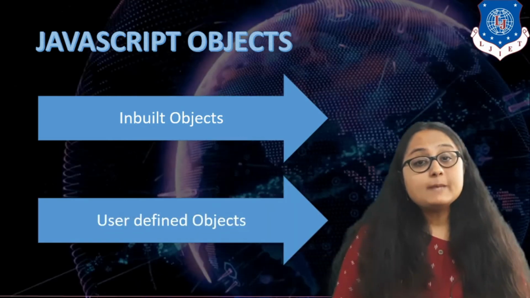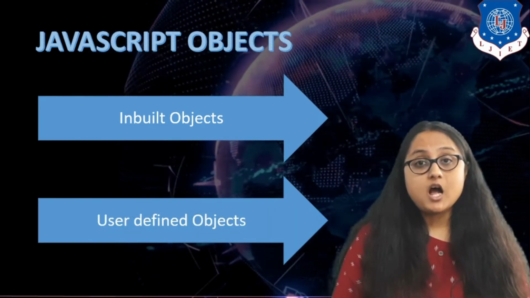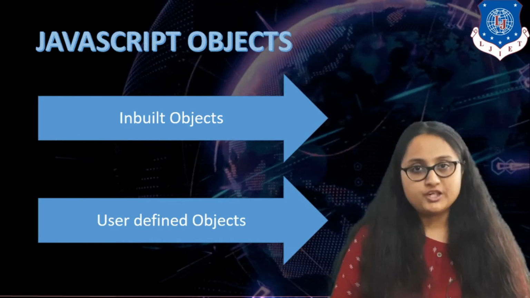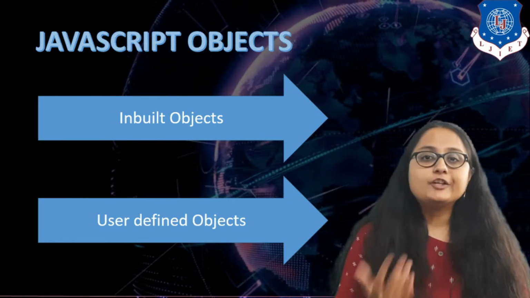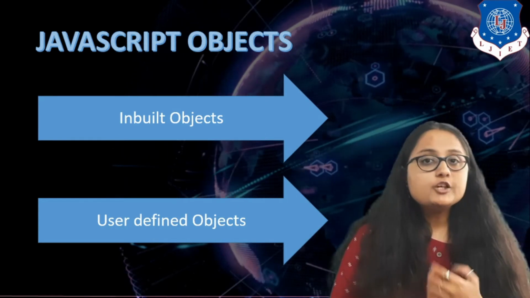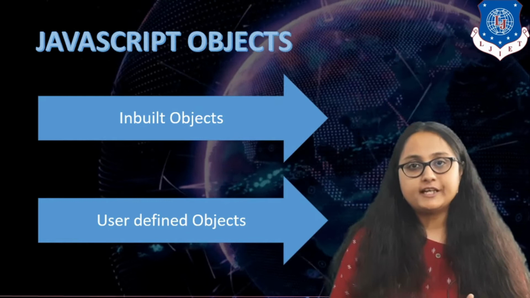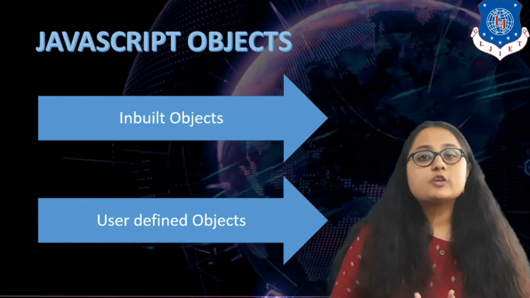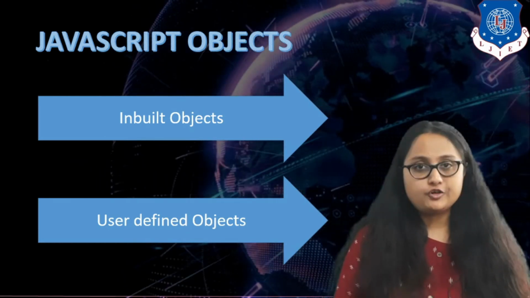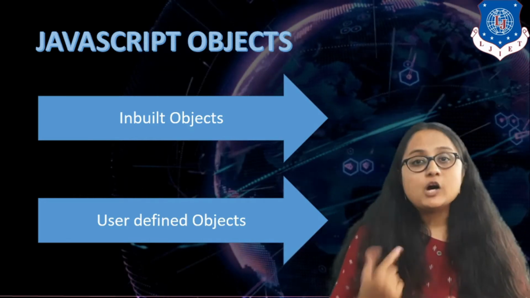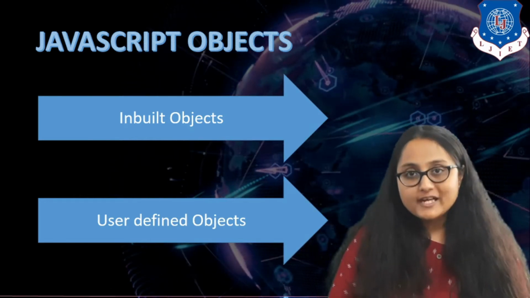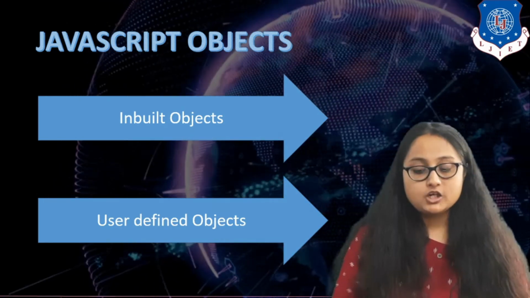The second type of objects in JavaScript are user defined objects. It means if you want to create your own object, you can do so in JavaScript. There is no need to create any class for creating an object. So in this lecture we are going to focus on user defined objects. We are going to see how to create user defined objects in JavaScript, right? So let us quickly see the different methods in which you can create a user defined object.